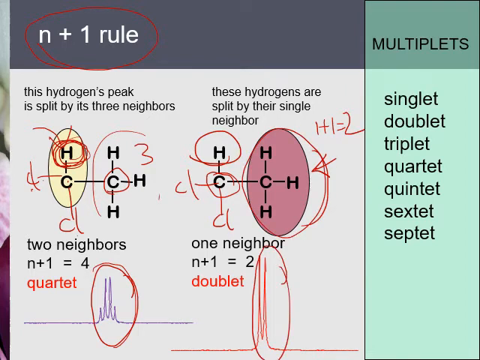Therefore, when we want to know the pattern of a certain hydrogen, we look at the number of hydrogens connected to the neighboring carbon. If the neighboring carbon has 0 hydrogens, then it will show a singlet. If your neighboring carbon has 1 hydrogen, it will give you a doublet. 2 hydrogens give you a triplet, 3 give you a quartet, 4 give you a quintet, 5 a sextet, 6 a septet.